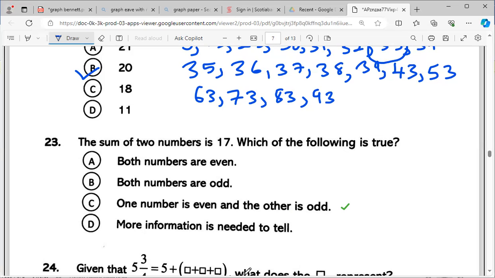Do you have any proof that you're sure that is the answer? Yes, sir. My proof is 10 plus 7 is 17, and 10 is an even number. 9 plus 8 is an odd number, and 9 plus 8 also equals 17. 8 plus 9 equals 17.